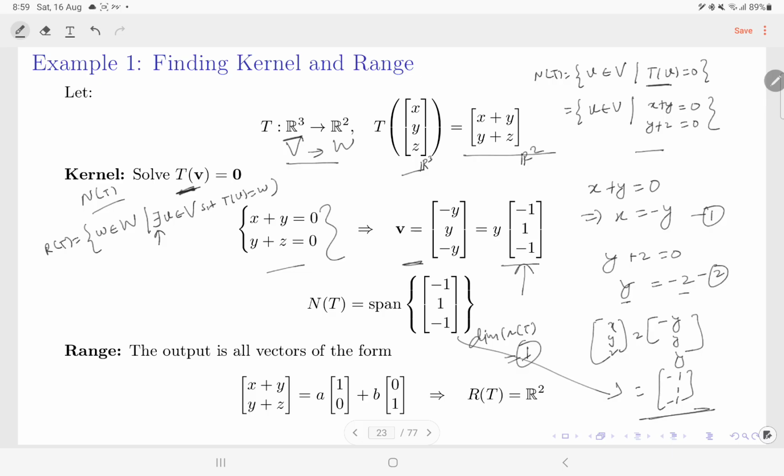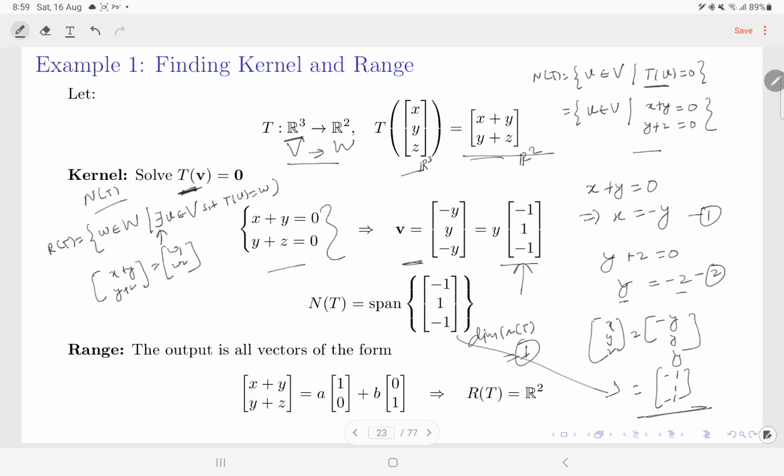So what is TV? From the definition, TV is equal to (x plus y, y plus z) equal to, let's say W1, W2. This is a vector in W, which is in R2. Now just solve this and you will get W1, W2. Can you solve this or not? You will get the complete R2 space as the range of T. Okay, let's move forward.